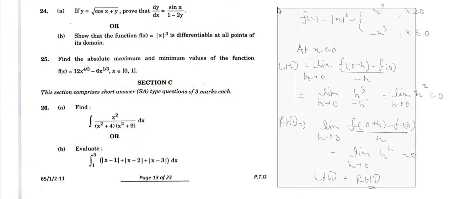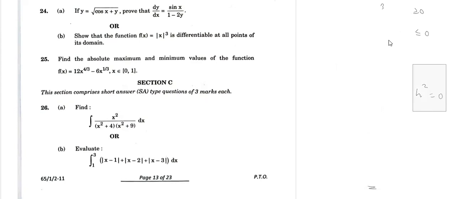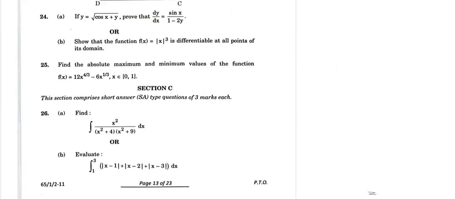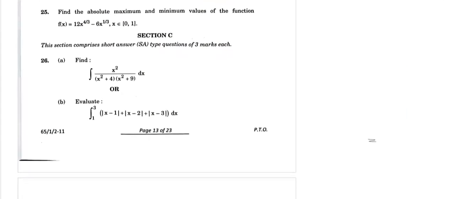Let us move to the next question now. Question number 25. Find the absolute maximum and minimum values of the function. Function is given to us, f of x is equal to 12 x to the power 4 by 3 minus 6 x to the power 1 by 3. And we need to find it in the closed interval 0 to 1.